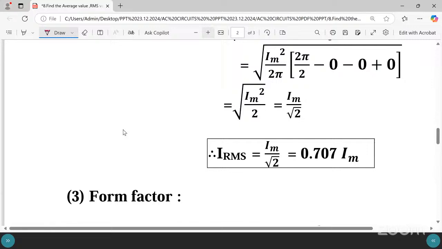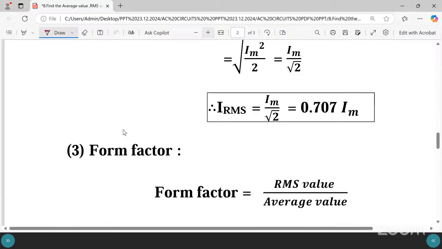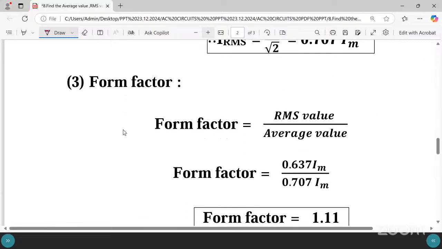Next one: form factor. Form factor is equal to RMS value by average value.